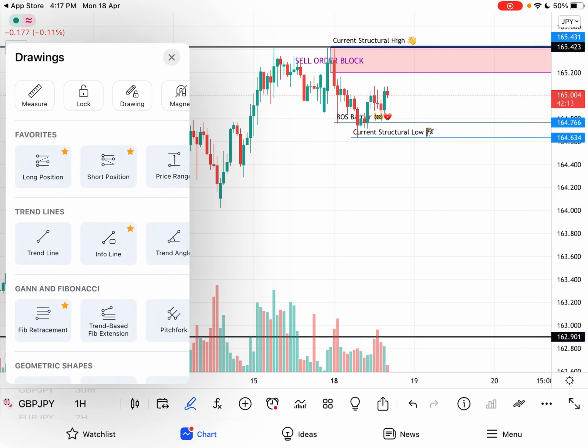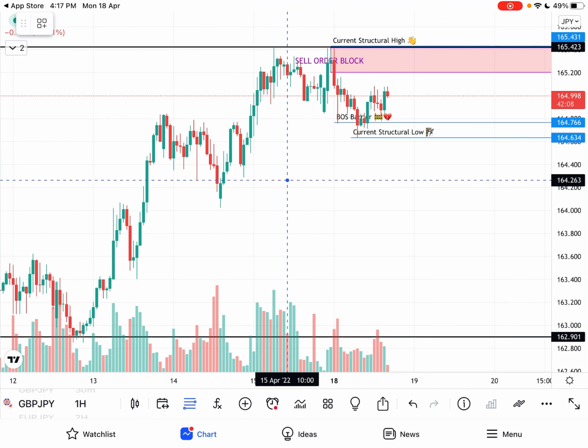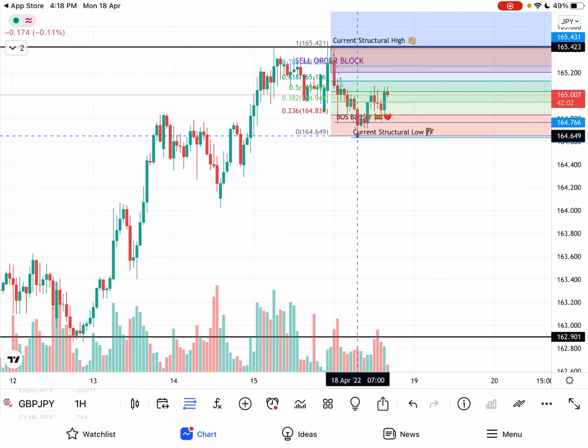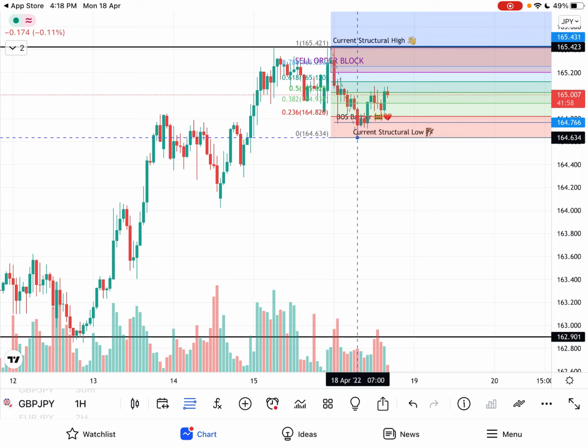So we'll take the Fibonacci retracement. We drop it here at the top, the current structural high, and then we pull it down to the current structural low. Is that okay? And then on the Fibonacci, you can see some numbers on it. We have the 0.5, 0.61. So that is the area we are interested in. The 0.5 and the 0.61, that is the area.